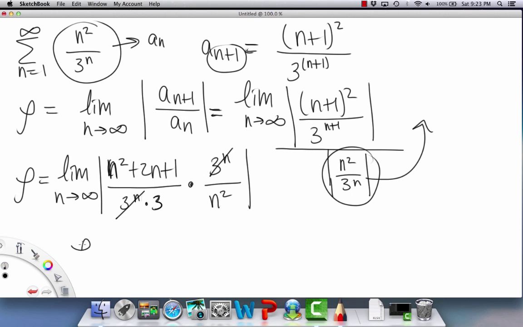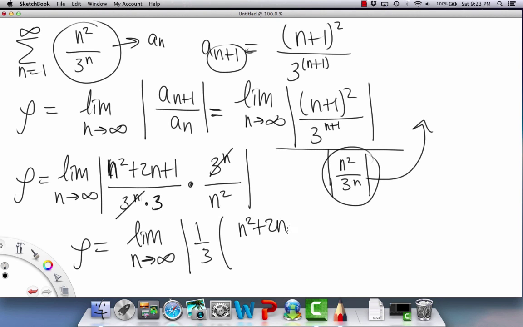So now we're just going to simplify some more. We have a 1/3 here. We could technically take that out, or I'm just going to leave it in for now. That's just a trivial decision. So we have a 1/3, and this is still an absolute value. And the rest of it looks like this: n squared plus 2n plus 1 over n squared. That's what we've come to so far.